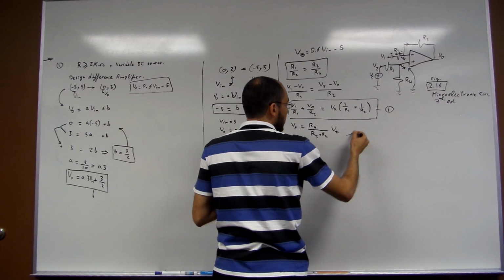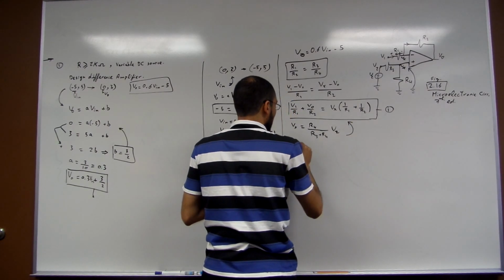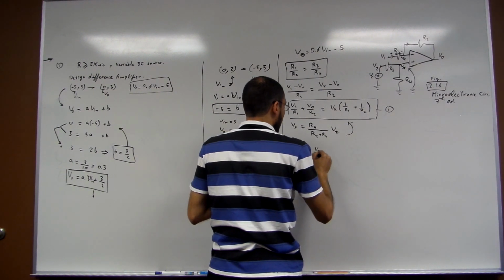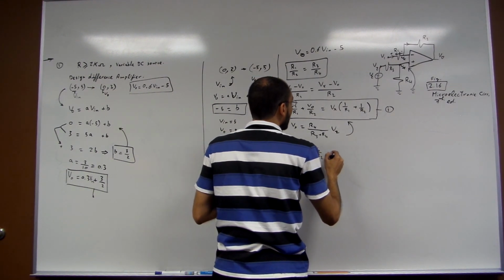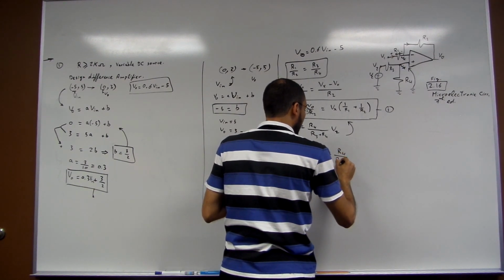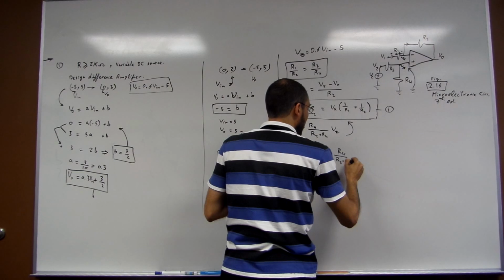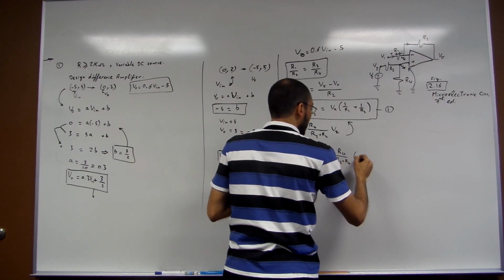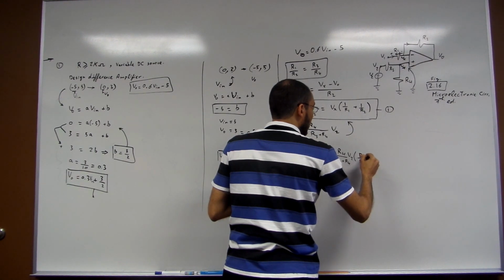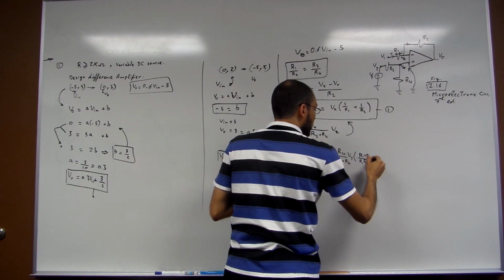Let's substitute this here. So we get V1 over R1 plus V output over R2 equals R4 over R3 plus R4, multiplied by V2, times (1 over R1 plus 1 over R2).